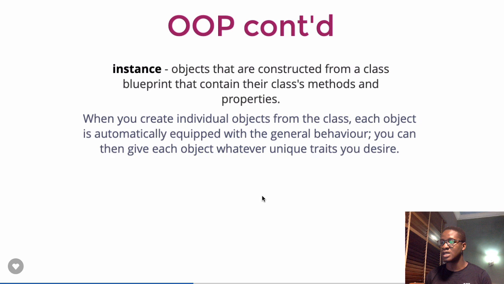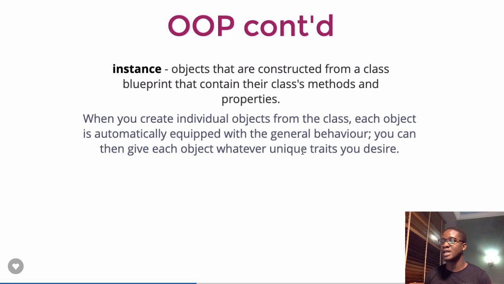And now what happens is that whenever you make an instance from a class, the instance contains all the behavior in the class. So when you create an individual object from a class, each object is automatically equipped with the general behavior. You can then give each object whatever unique traits you desire.